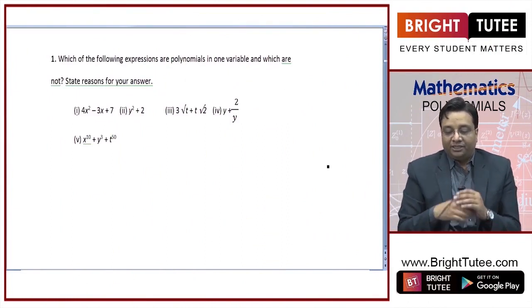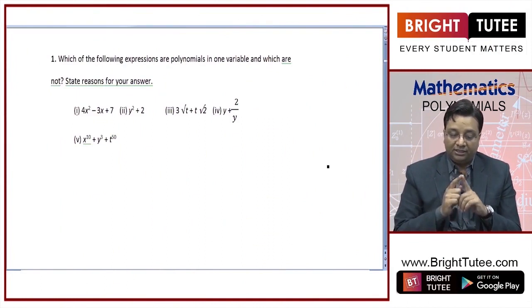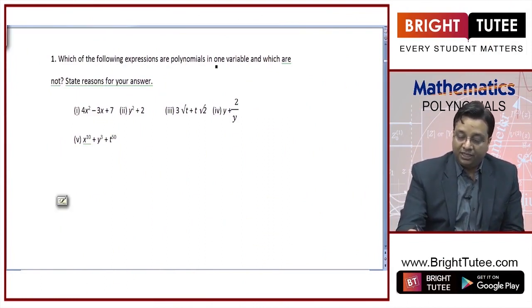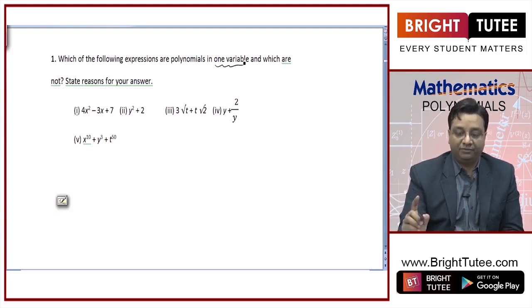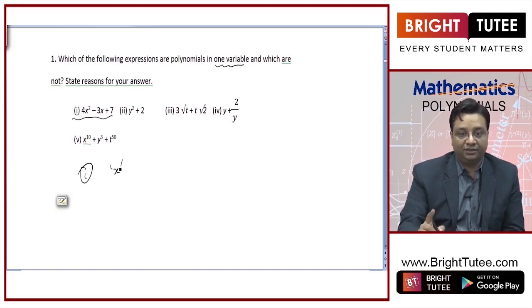Which of the following expressions are polynomials in one variable, and which are not? State reasons for your answer. Okay, this is a pretty simple question. We are just looking for polynomials in one variable. In this first part, we have only the variable x, so this is one variable.